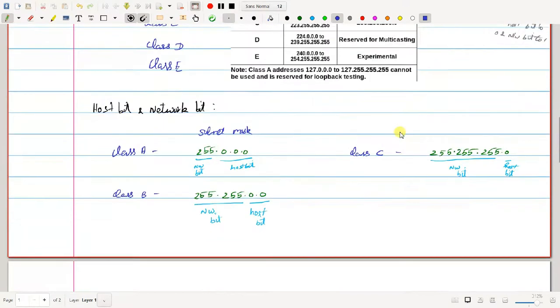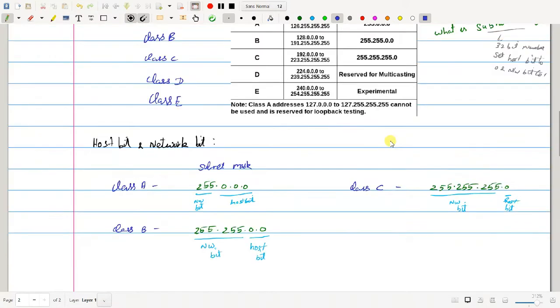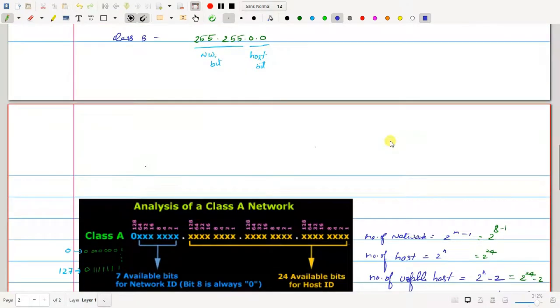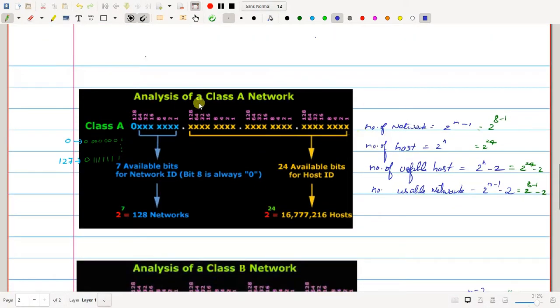Then we'll see about host bits and network bits. For class A, the subnet mask is 255.0.0.0. Here, the first octet 255 is network bits and the remaining are host bits. Similarly, in a class B address, the first 2 octets are network bits and the remaining are host bits. In a class C address, the first 3 octets are network bits and the remaining are host bits. The analysis of each class is given below.